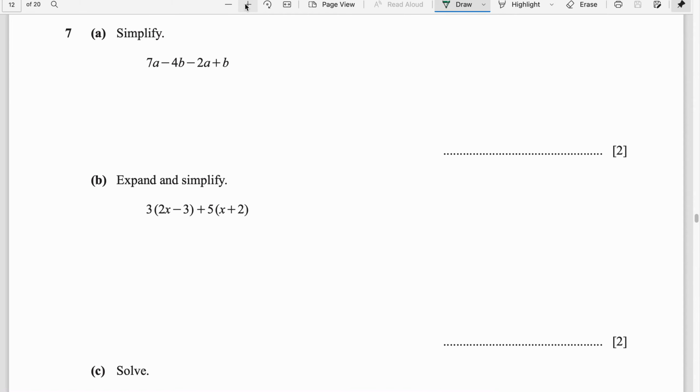Question number 7. Simplify. So 7 minus 2 is 5a, minus 4 is minus 3b. So 5a minus 3b. Expand and simplify. So 3 times 2 is 6x, 3 times 3 is minus 9, plus 5x, 5 times 2 is 10. 6x and 5x is 11x plus 1.